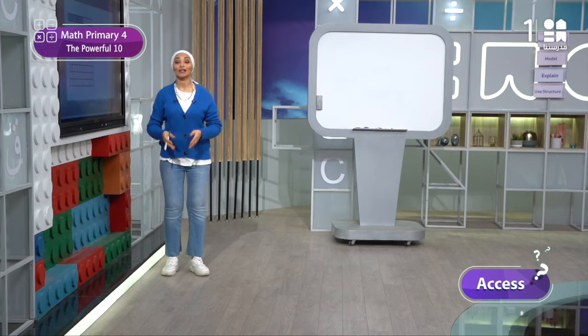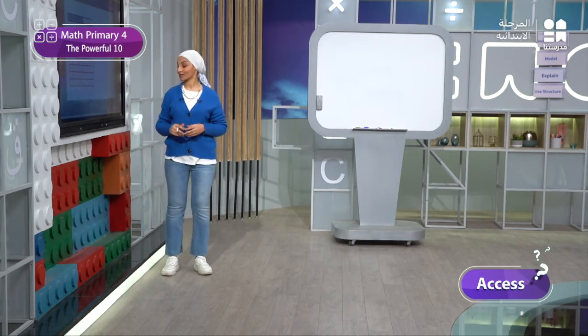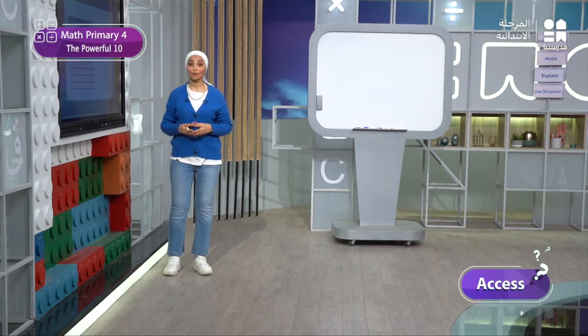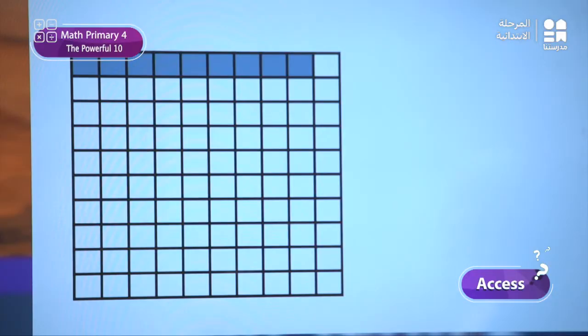Now let's shade another 3 squares. Look like this. What will be the decimal now?